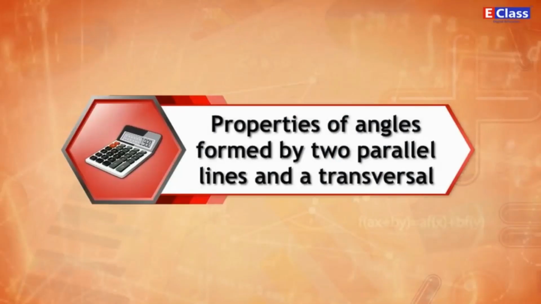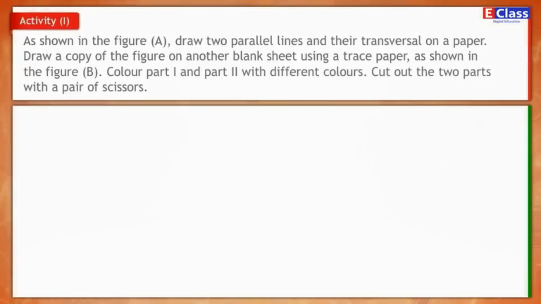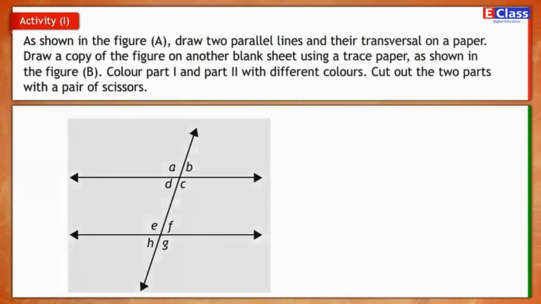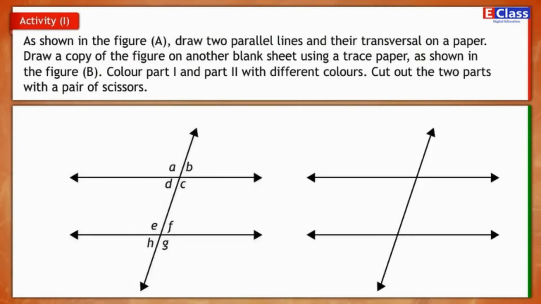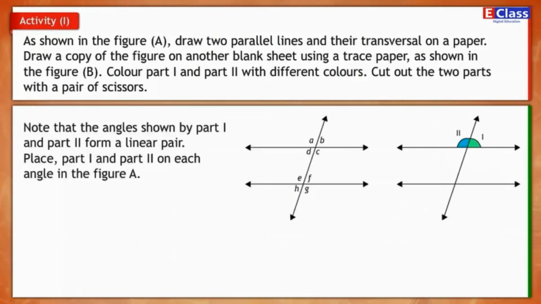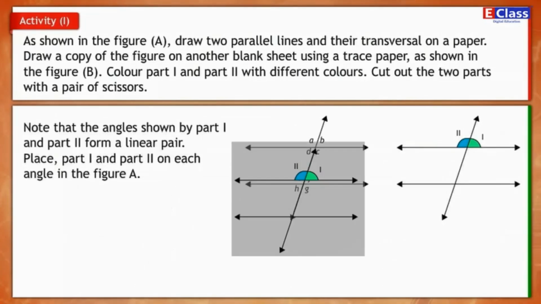Properties of angles formed by two parallel lines and a transversal. Activity 1. As shown in figure A, draw two parallel lines and their transversal on a paper. Draw a copy of the figure on another blank sheet using a tracing paper. As shown in figure B, color part 1 and part 2 with different colors. Note that the angles shown by part 1 and part 2 form a linear pair. Place part 1 and part 2 on each angle in figure A.